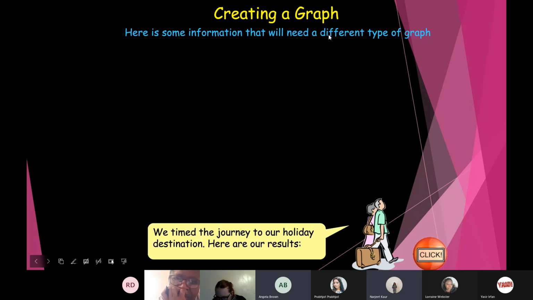Okay, so creating a graph. So here is some information that will need a different type of graph. So this time we timed the journey to our holiday destination, and here are the results.